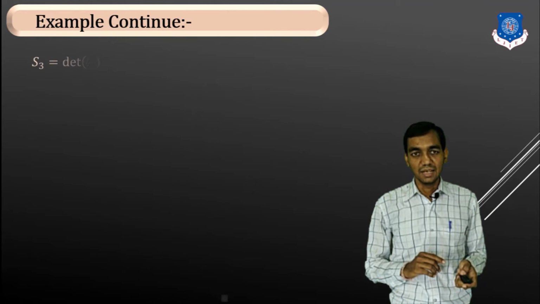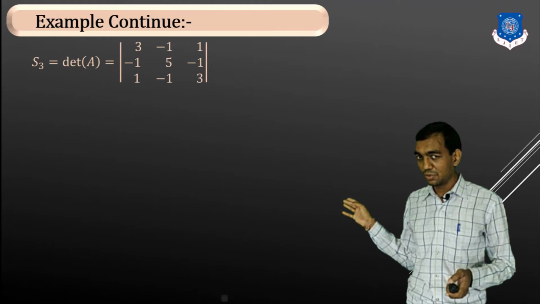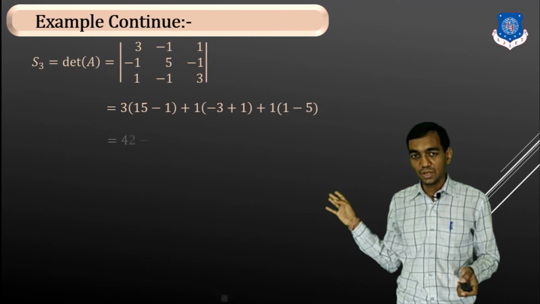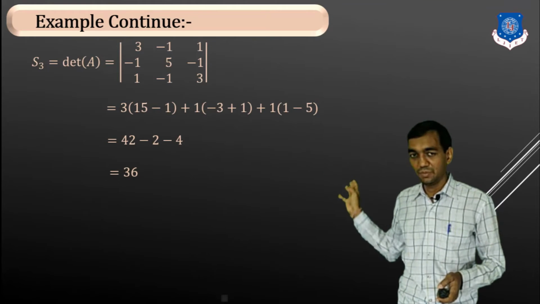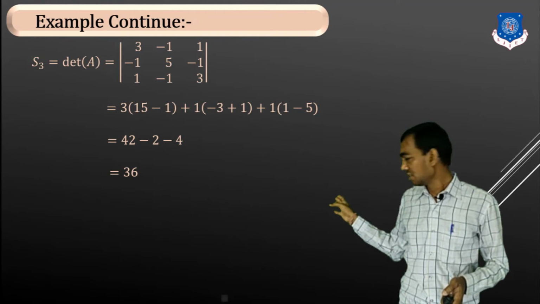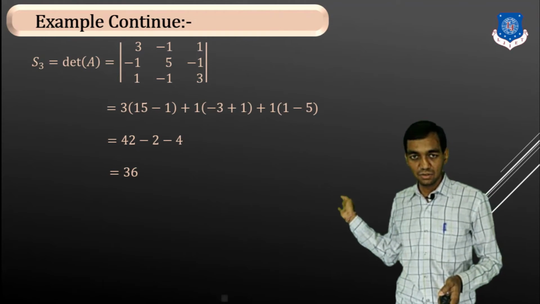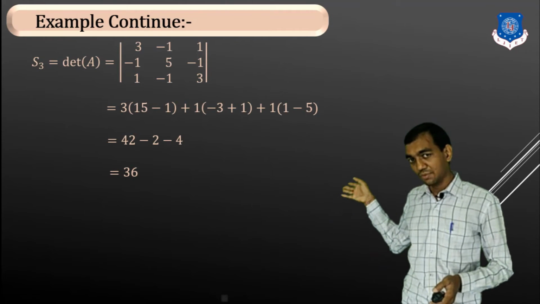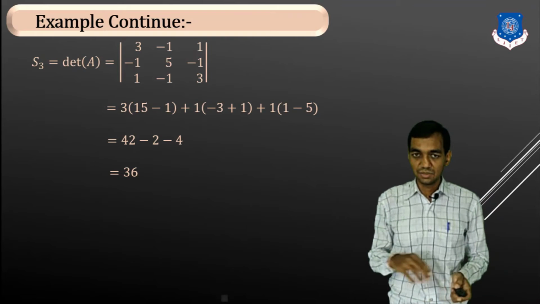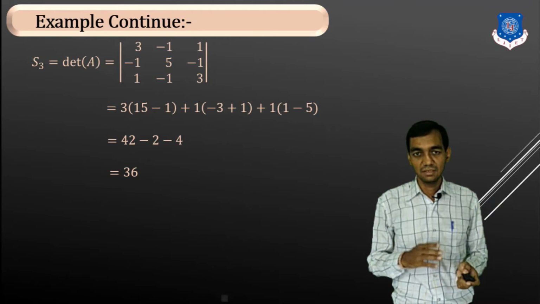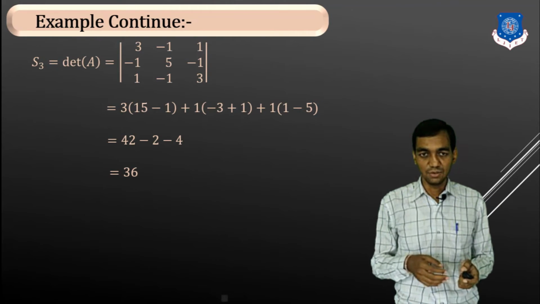In the same manner, S3 is nothing but the determinant of the original matrix A. So if you find the determinant, you will have 3 into 5 is 15 minus 1. Minus, minus, plus 1 into minus 3 into plus 1. Plus 1 into minus, minus, plus 1 minus 5. And that will give the answer 36. So S3 has a value 36.